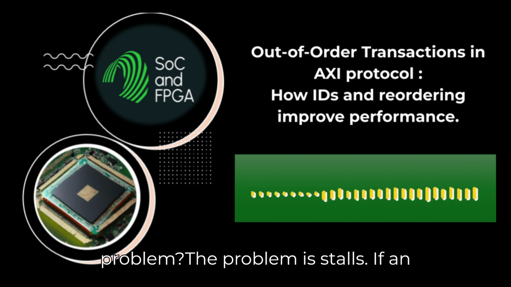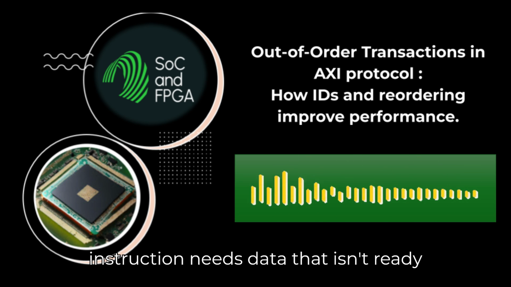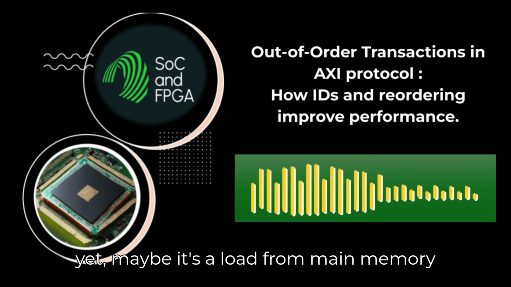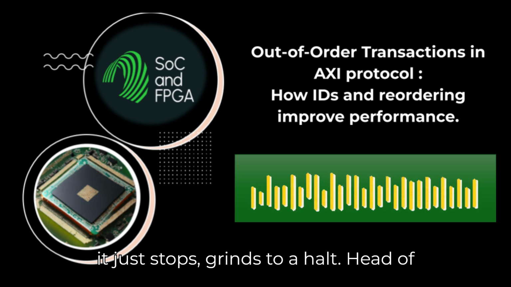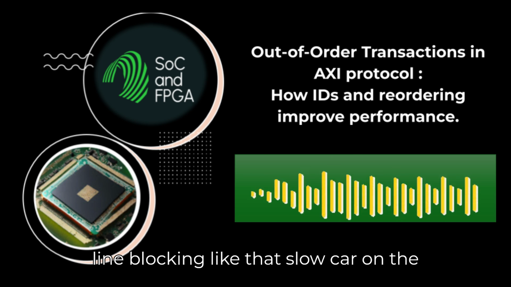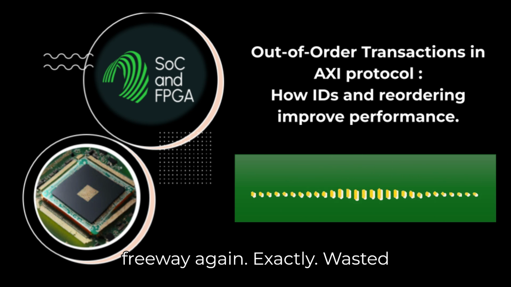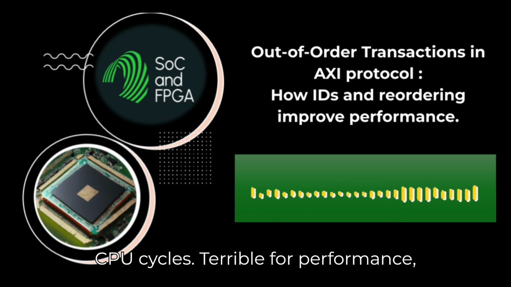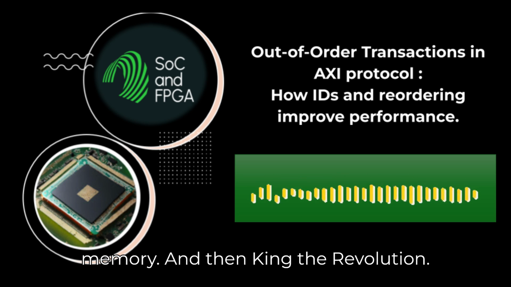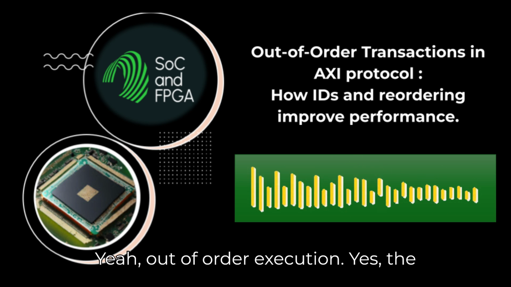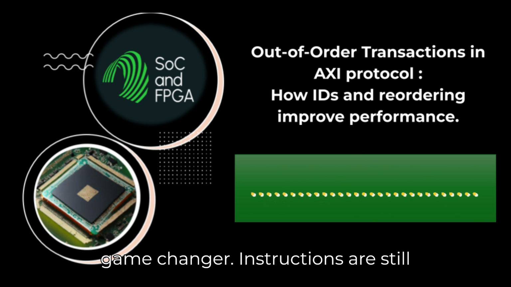The problem is stalls. If an instruction needs data that isn't ready yet, maybe it's a load from main memory, which is slow, the entire pipeline behind it just stops, grinds to a halt. Head-of-line blocking. Like that slow car on the freeway again. Exactly. Wasted CPU cycles, terrible for performance, especially as CPUs got much faster than memory. And then came the revolution. Yeah. Out-of-order execution. Yes, the game changer.